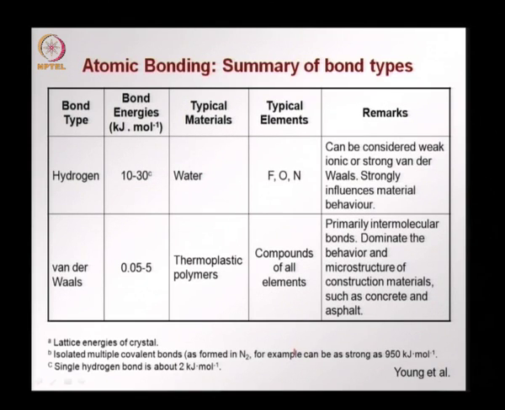The two weak bonds or the secondary bonds that we looked at were the hydrogen bond and the van der Waals bonds, and between the two the hydrogen bond is stronger, has about 10 to 30 kilojoules per mole, and we have the van der Waals bond which is slightly weaker. Water is a typical example of a material having a hydrogen bond, and van der Waals bonds are there in all materials wherever we have atoms and molecules coming together.